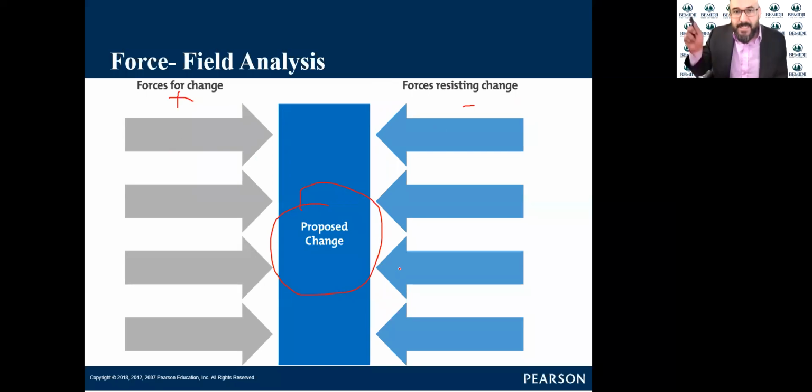So by listing the advantages and the disadvantages, you will have a better idea on whether I should go for it. If I should go for it, how could I remove these restraining forces, these disadvantages, the negative forces from the solution? Can this happen? Yes or no?